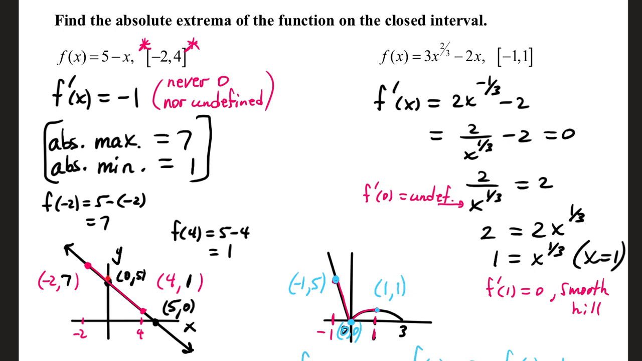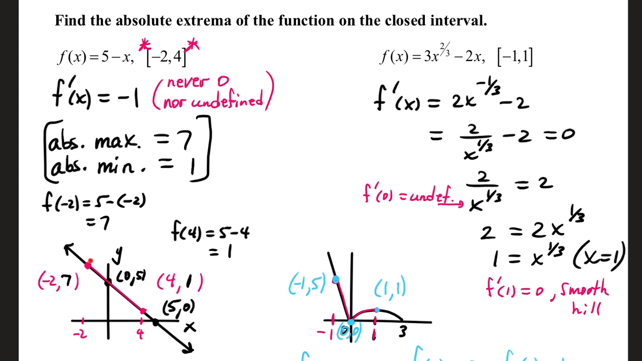And note this line doesn't have any hills or valleys. That's because this derivative of -1 is never 0, nor is it ever undefined. And that's okay. Lines that represent functions will always carry that property.